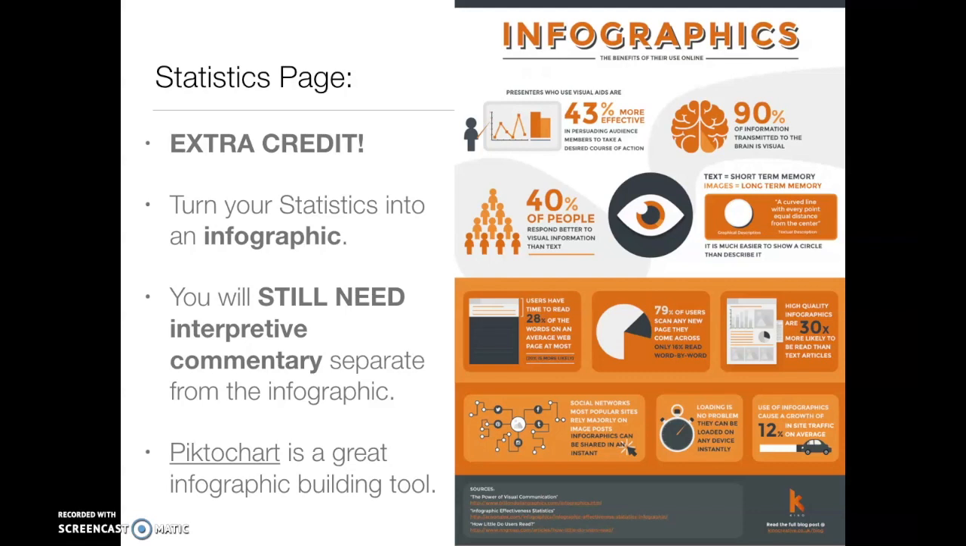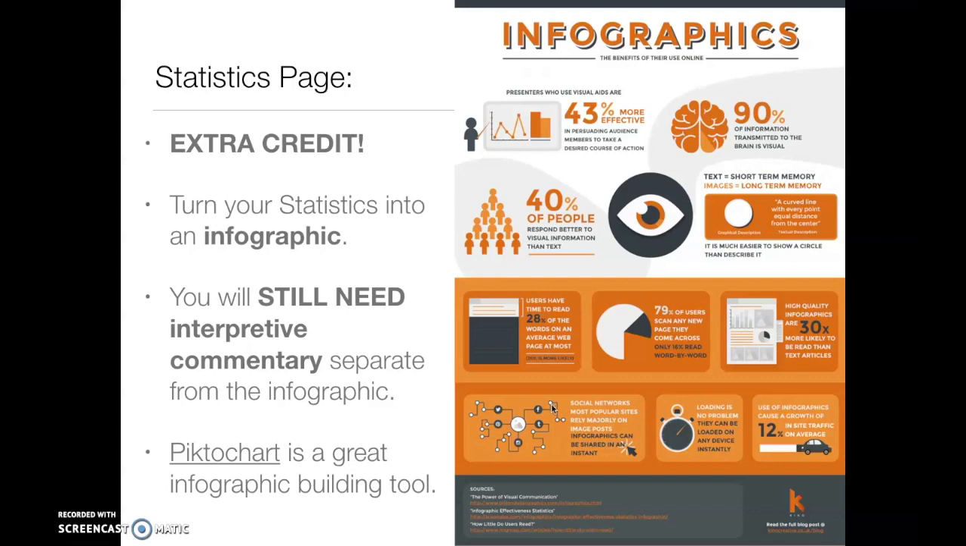statistics into an infographic. And over here on the right, I actually have an infographic on infographics. An infographic is where you take a set of information and you put it into a very visually appealing form. We love infographics in this day and age because we like visuals. And so if you want to turn your statistics page into an infographic, you will still need to include the interpretive commentary separate from the infographic. So notice these have statistics here, but maybe down at the bottom of the page, you include why these statistics are important or why they matter.